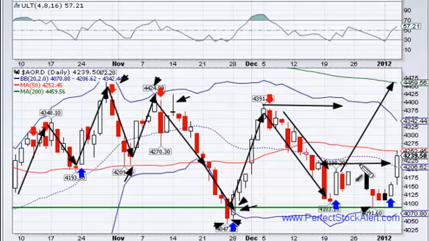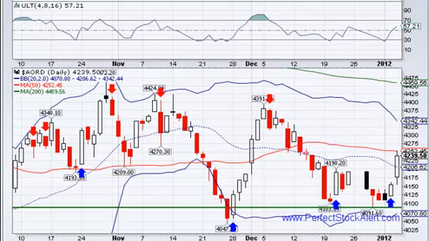Always use the targets as targets and targets only. They're not something set in stone. Okay, so back here you got this uptrend going on. You got a nice buy opportunity here. That's your target right there. You hit that and not too much of a hassle right there. Took that out, no problem.